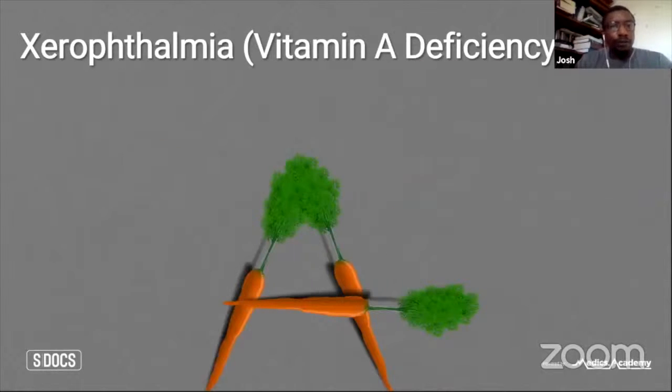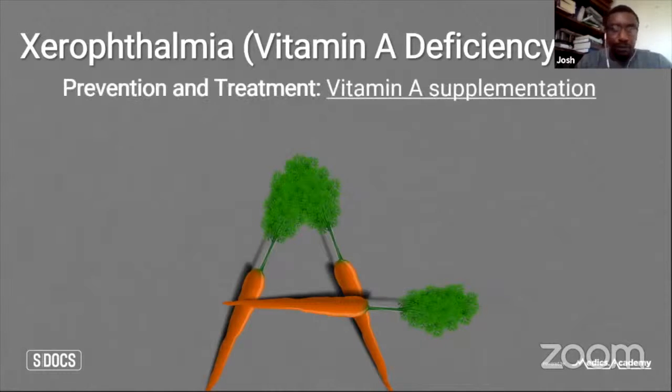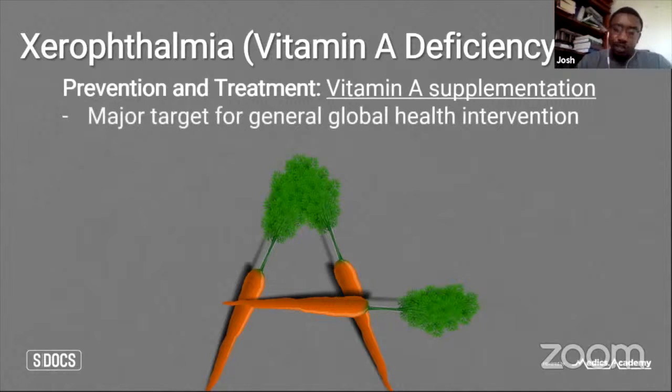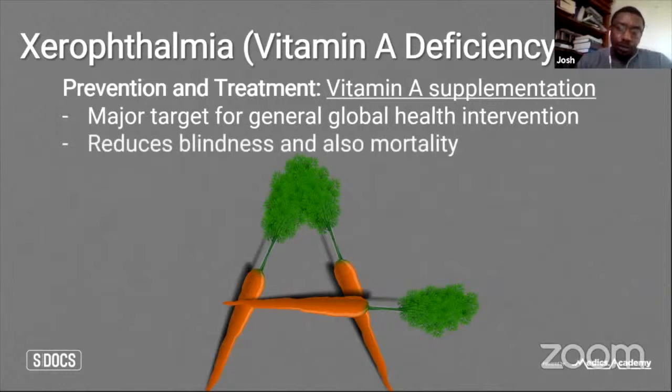How do you prevent xerophthalmia? As many of you may have guessed, it's through vitamin A supplementation. It's as simple as that. It's a major target for global health intervention. Again, it's not just ophthalmology we're talking about here. Vitamin A deficiency has very widespread consequences and effects. So this is looking at the fact that we're reducing blindness with vitamin A supplementation, but we're also reducing mortality as well.